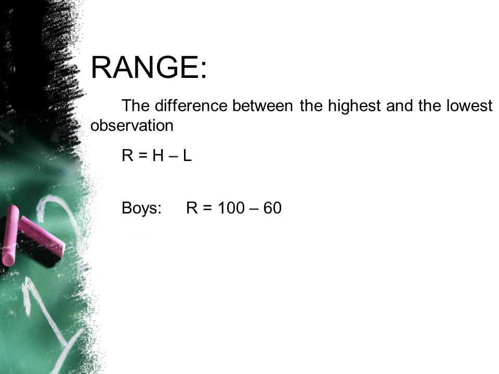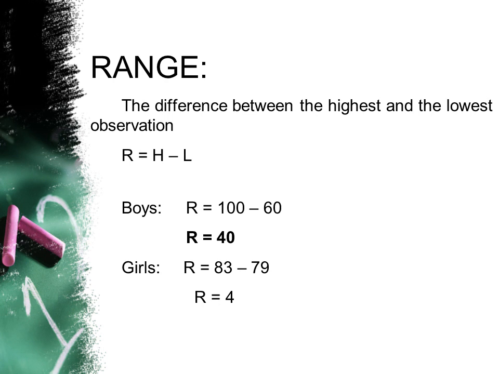So highest minus lowest. If we are going to use the same example a while ago, for the boys, we have 100 as the highest and 60 as the lowest. Therefore, they got the range of 40. For the group of the girls, the highest scorer got 83 while the lowest one is 79. So the difference between that highest and lowest observations is equal to 4.